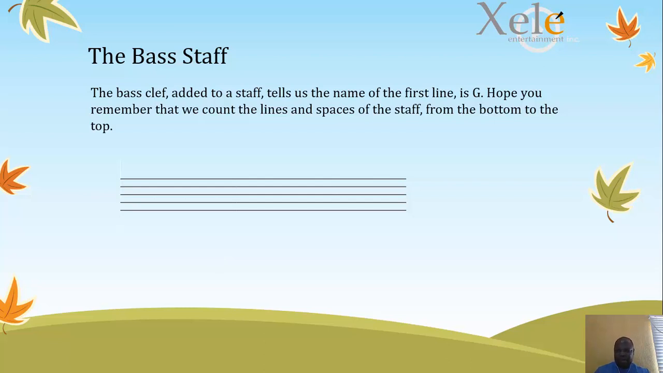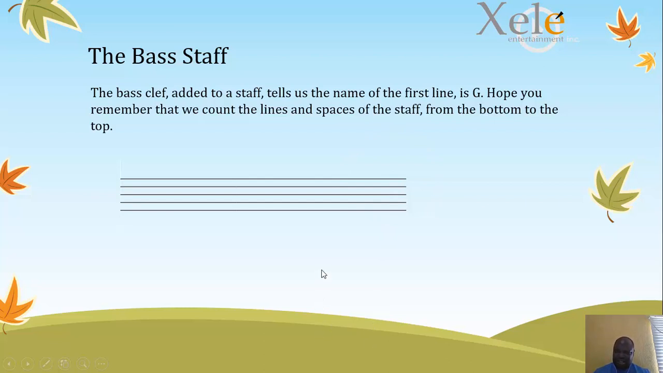I hope you remember that the first line is at the bottom down here, and the fifth line is at the top. Hope you remember that we count the lines and spaces of a staff from the bottom to the top. So here I have line 1, line 2, 3, and so on and so forth, all the way to the top at 5. Right now there are no names on my staff.